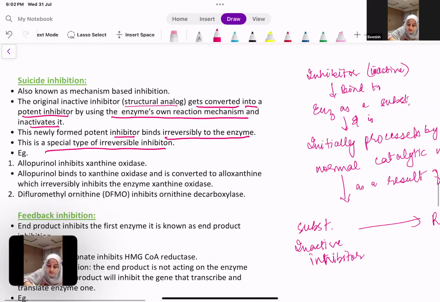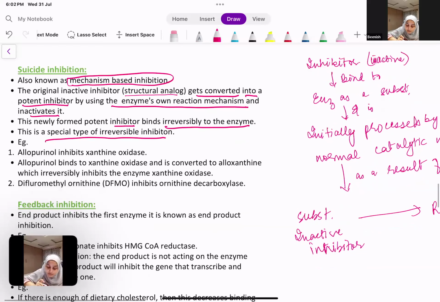So suicide inhibition is also known as mechanism-based inhibition. Examples are allopurinol inhibiting xanthine oxidase. We all know allopurinol is given in the treatment of gout, where you want to decrease the uric acid levels, so you inhibit xanthine oxidase. Allopurinol binds to xanthine oxidase and is converted into alloxanthine, which irreversibly binds the enzyme xanthine oxidase. Another example is difluoromethyl ornithine, which inhibits ornithine decarboxylase.